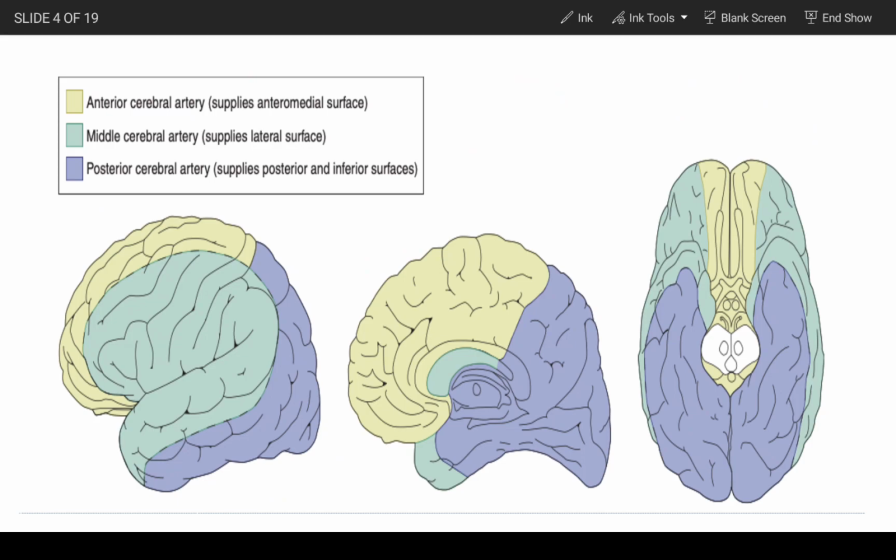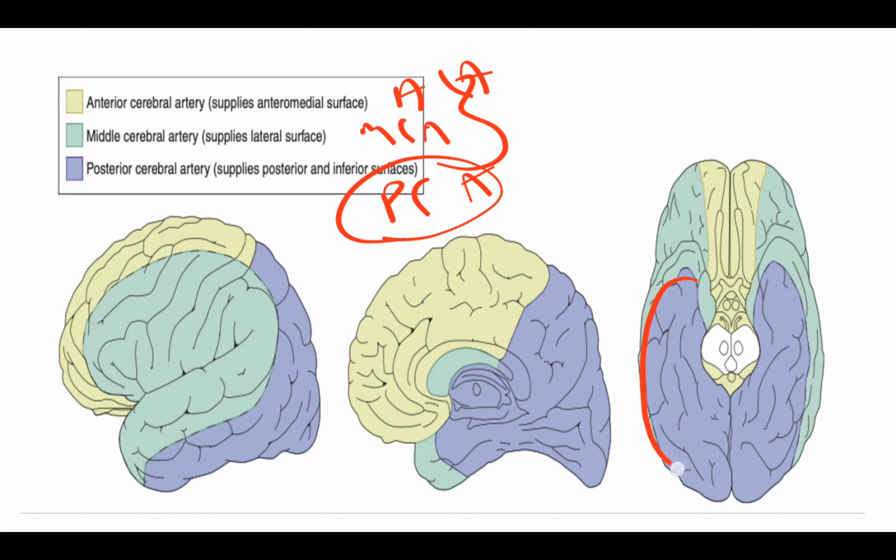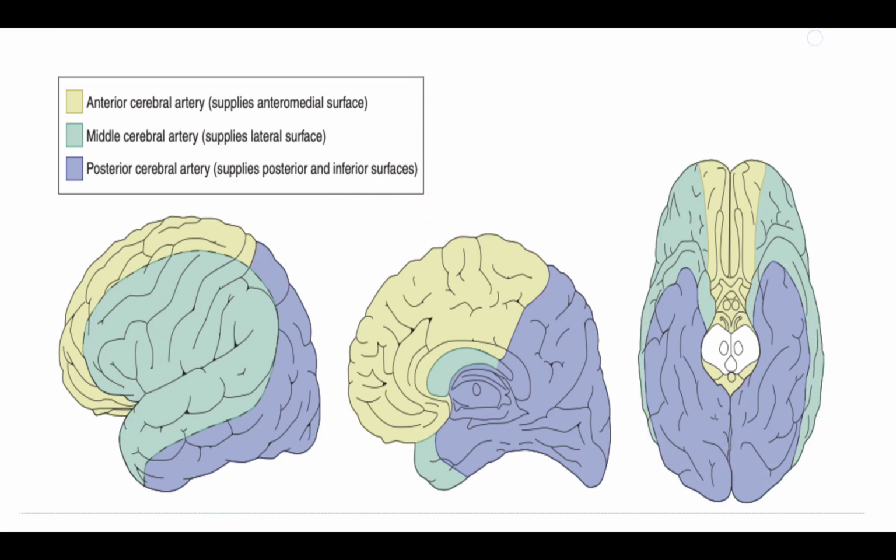So the arteries that supply the brain are the three main arteries called the anterior cerebral artery (ACA), the middle cerebral artery (MCA), and the posterior cerebral artery, or PCA. The posterior, as the name says, supplies the posterior part of the brain, especially the occipital lobe. The middle cerebral artery supplies the lateral surface of the brain. For example, here you can see all the temporal lobe and a little bit of parietal lobe and frontal lobe. The lateral parts are supplied by the middle cerebral artery.